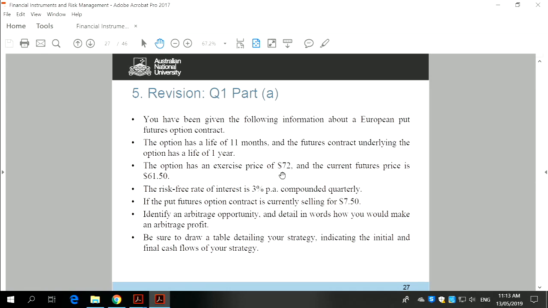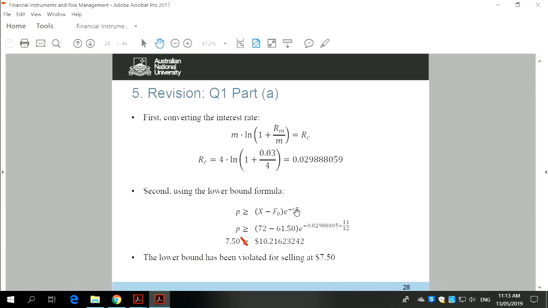The option has a strike price of 72. The current futures price is 61.50. Risk-free rate 3%, compounded quarterly. If the put futures option contract is currently selling for $7.50, identify an arbitrage opportunity and detail in words how you would make an arbitrage profit. So we've done that in week 8 workshops.